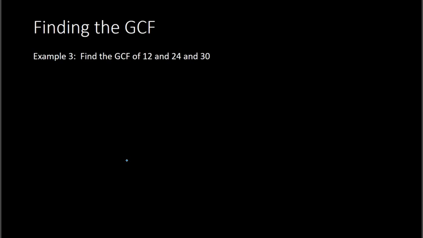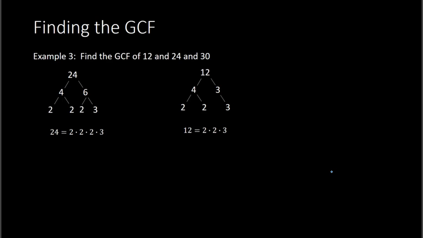All right, now what if you had 3 numbers? Here we have 12, 24, and 30. Well, it's the same exact thing. We've already done 12 and 24. We've broken those down, and that was done in the previous slide, so we're going to skip over this. 24 was 2 times 2 times 3. 12 breaks down as 2 times 2 times 3.